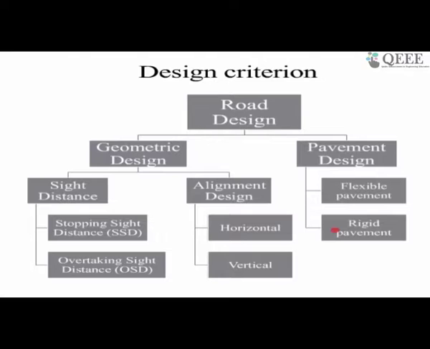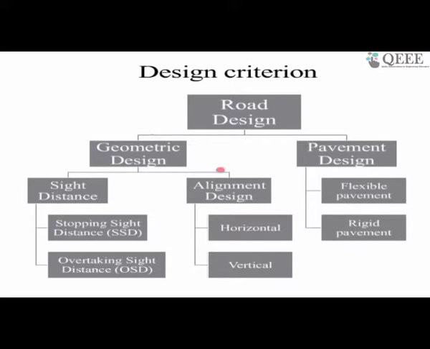So the road design, as I told you, is of two components. One is the geometric, another is the pavement. So the geometry, you see the plan and profile. The pavement is either a concrete or a bituminous pavement that you see. Now the pavement design again has two parts, mainly the flexible pavement and the rigid pavement. So these are the pavement design part, which is again not part of this course.